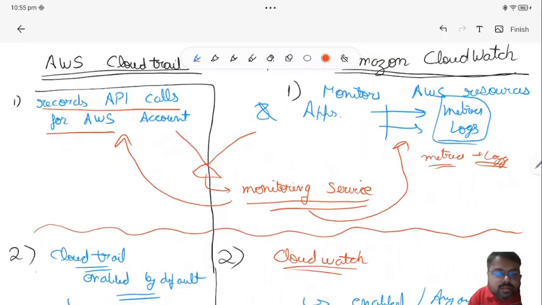So we are going to do the quick summary of what we have seen. The very first point we have discussed here is that CloudWatch is a monitoring kind of service. Similarly, CloudTrail is also a monitoring kind of service. CloudWatch monitors the resources and application metrics or its logs, whereas CloudTrail monitors the API calls which are happening on your AWS account.